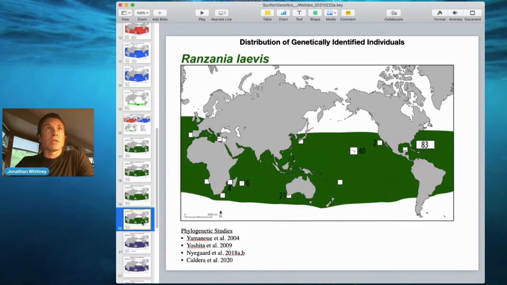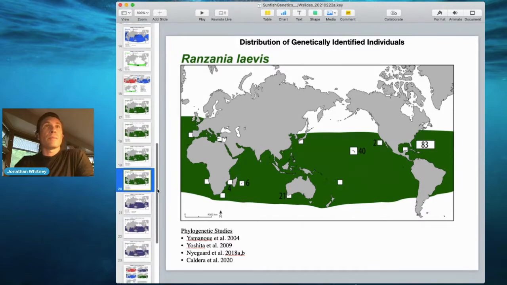But really, it's hard to say. We need a thorough global phylogeographic survey to really show that. But we're working on that and continuing to gather samples, which are really valuable.